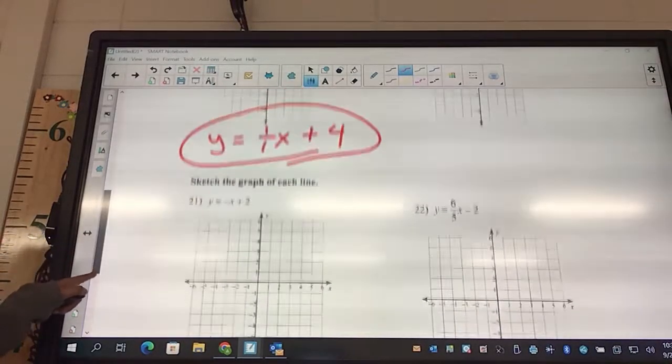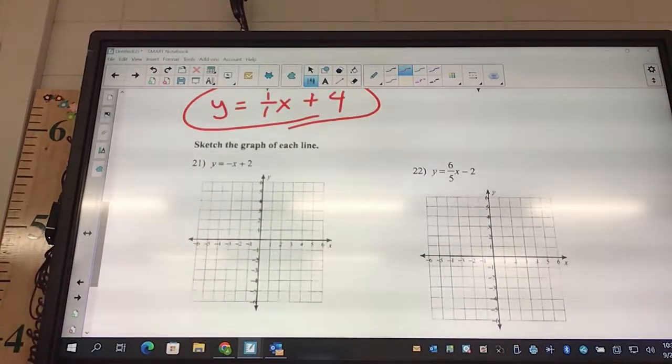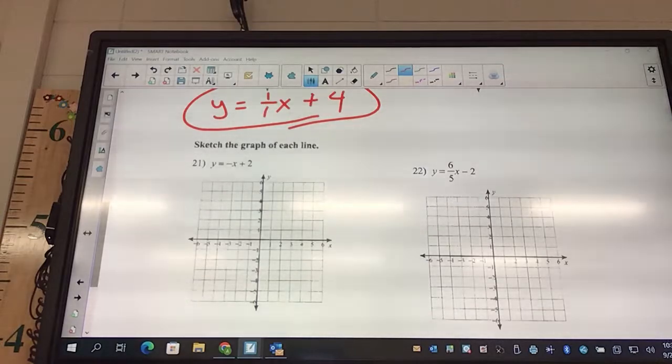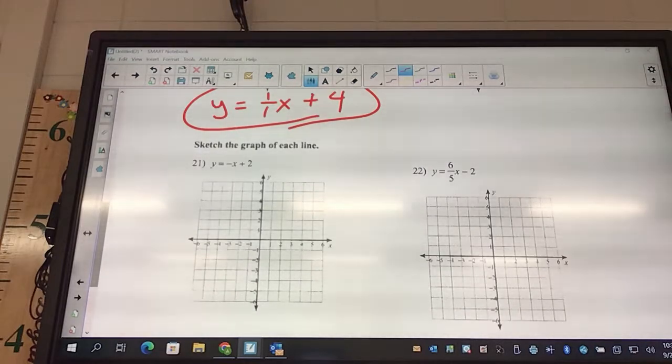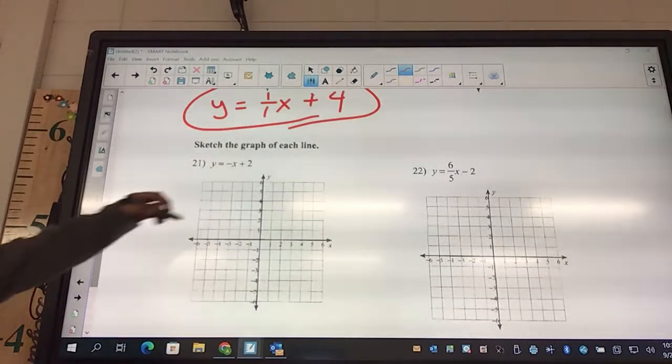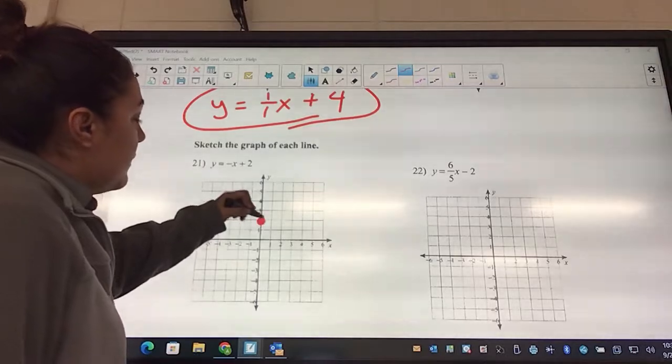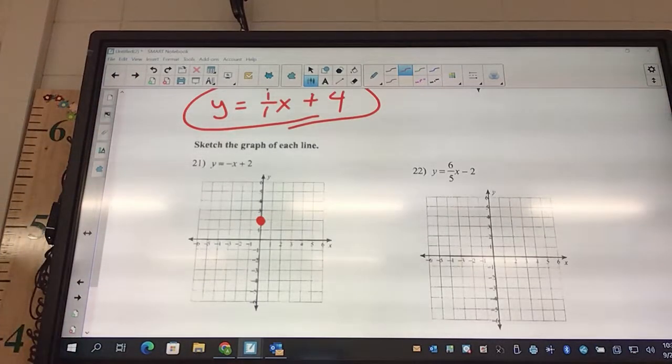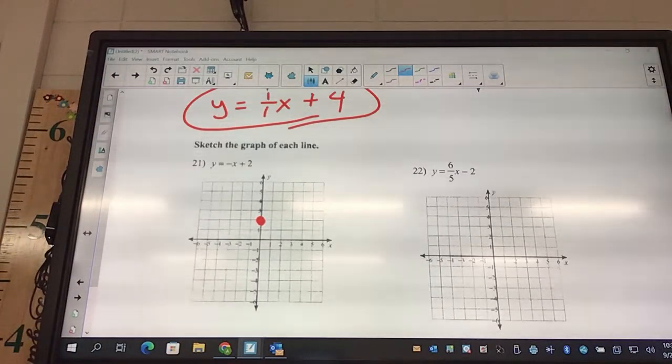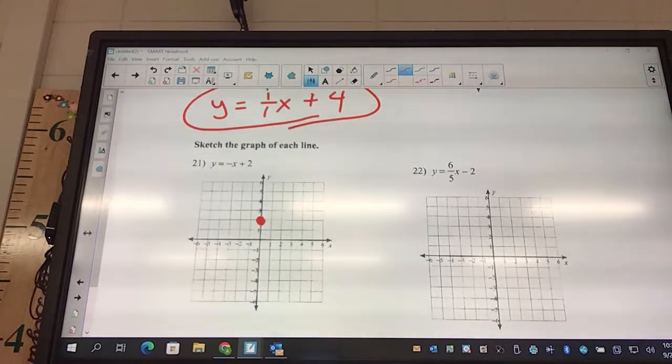Okay, the next section on here says sketch the graph of the line. What do we do first? Go to +2. Good. So go to the +2 and put your dot on +2. Then what? Okay, which way? You can't say over.